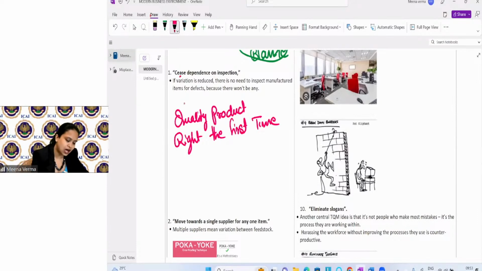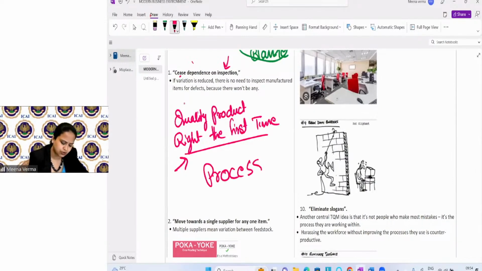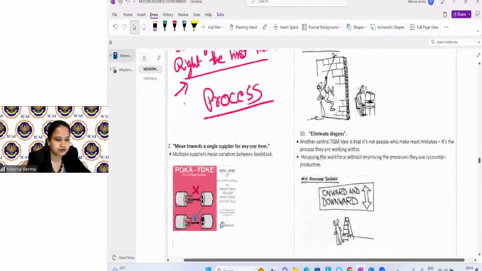So how will you stop depending on inspection? By focusing on producing the quality product right the first time. And how can you produce the quality product right the first time? When you know your entire process is very good, so perfect, that you are not producing even a single defective unit. All right. Okay, next point.